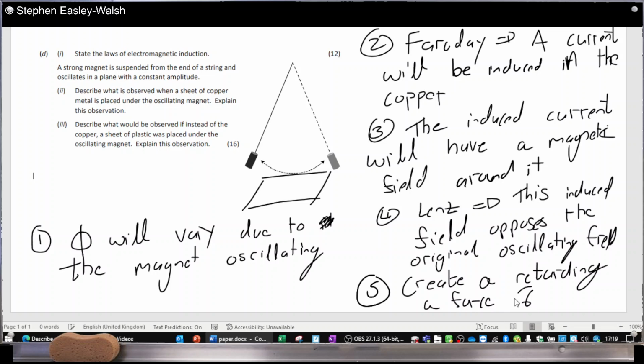And you could say, therefore, it will quickly stop swinging. So in other words, putting the copper here will cause the periodic time to be less than normal. It's damped. It's a damped motion. It will quickly come to rest.